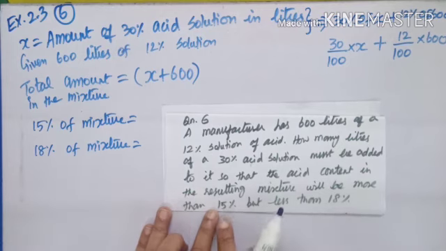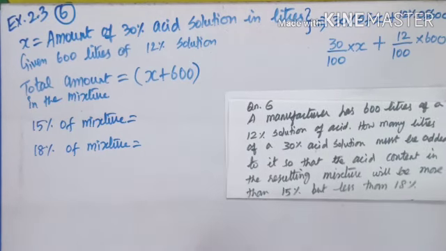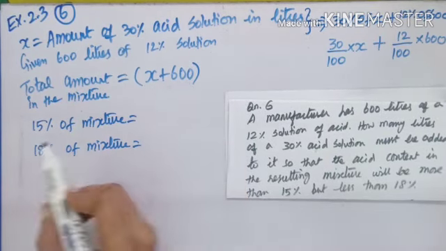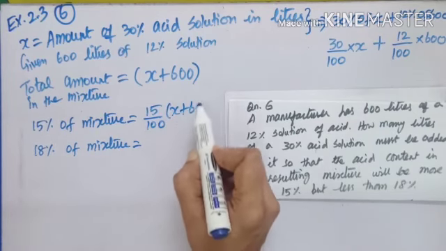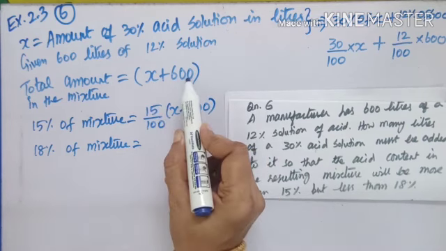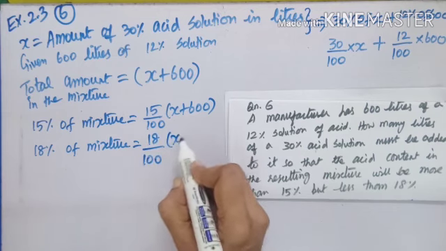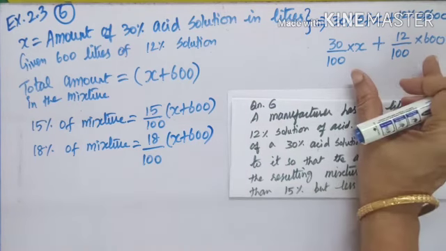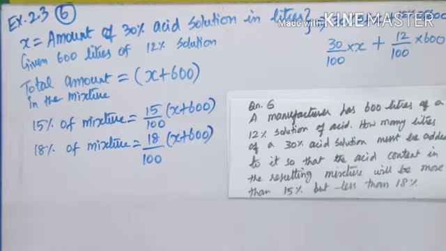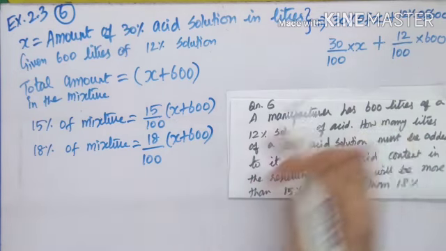Let us calculate what is 15% and what is 18% of the mixture. How do you calculate? The mixture is x plus 600. I want 15%, means 15 by 100 into x plus 600. I want 18%, implies 18 by 100 into x plus 600. Now I have, this is the mixture and this is the expectation. It says more than 15% but less than 18%. So connect all the three.